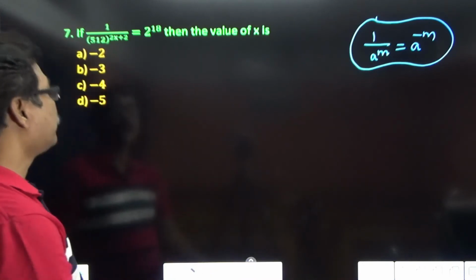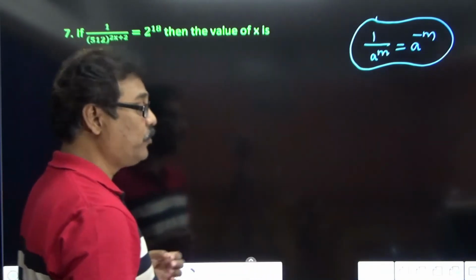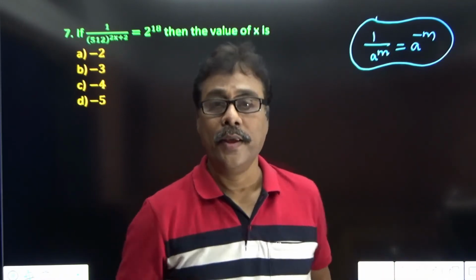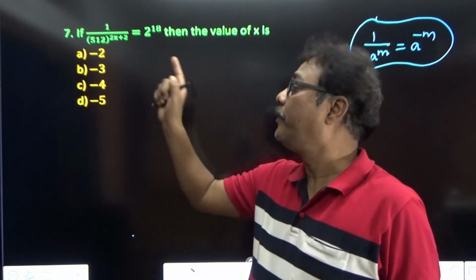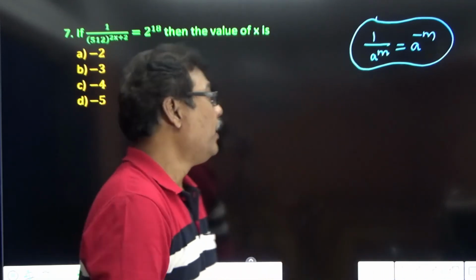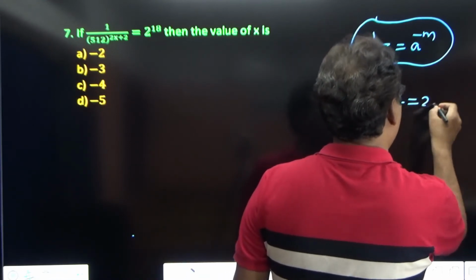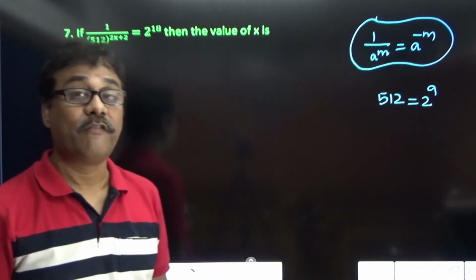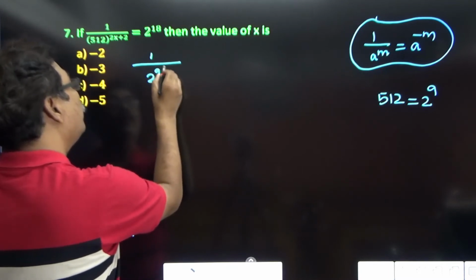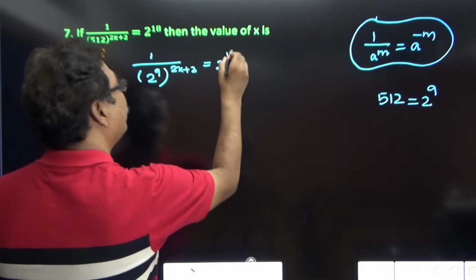So what will I do? First I have to bring both the LHS and RHS to the numerator so that I can equate the powers by making the base same. Here the base is 2 to the power 18. So let me write the base of this one as 2. Okay. 512 is nothing but 2 to the power 9. So let me write 2 to the power 9 for 512. Okay. So this is 1 by 2 to the power 9 to the power 2x plus 2 is equal to 2 to the power 18.